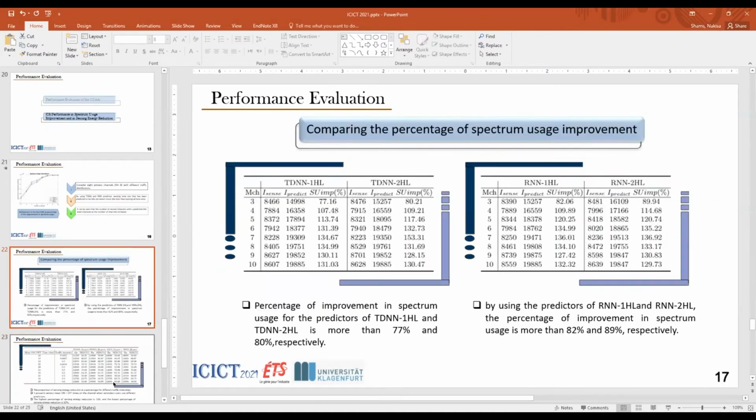This table compares the spectrum usage improvement when using the TDNN first hidden layer, TDNN second hidden layer, RNN first hidden layer, and RNN second hidden layer. By using the RNN first hidden layer and second hidden layer, the percentage of improvement in spectrum usage is more than 82% and 89% respectively.